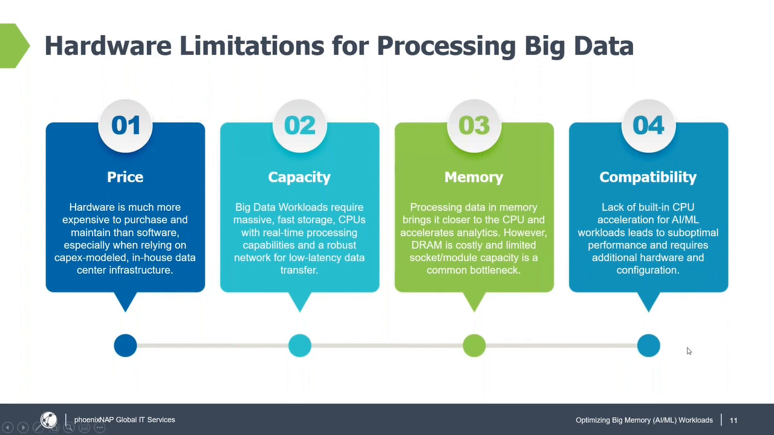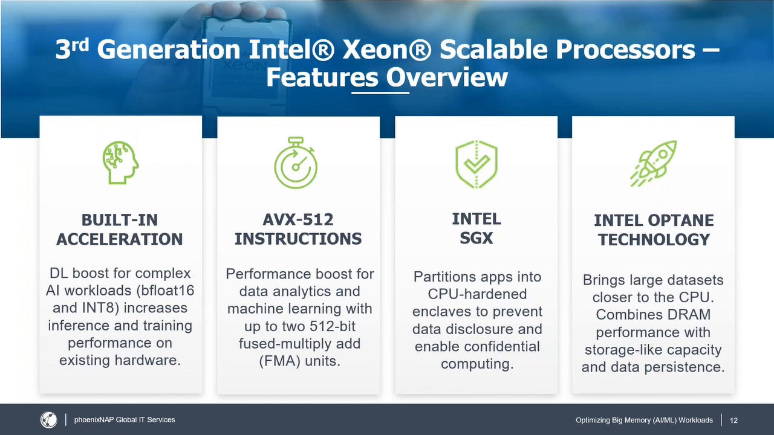On the next slide, let's take a look at some of the features and accelerators that are available with the third generation Xeon scalable processors. The third generation Xeon scalable processors provide several different features, right, that we can use to help accelerate workloads. Intel Deep Learning Boost delivers embedded performance and flexibility that can allow you to run complex AI workloads on the same hardware that might be running your existing workloads.